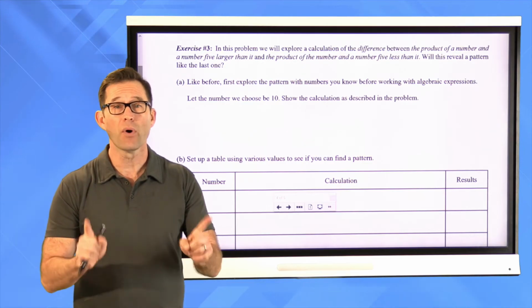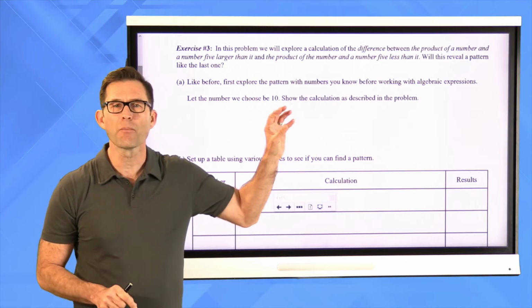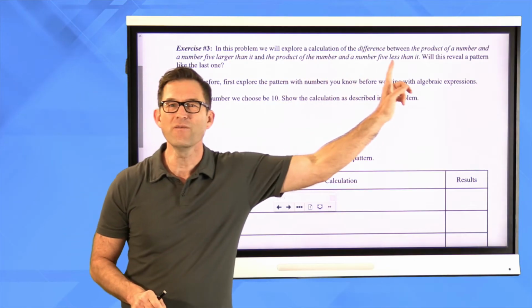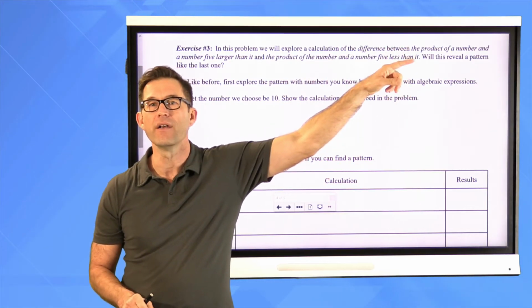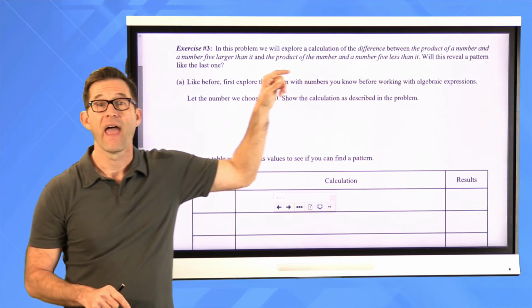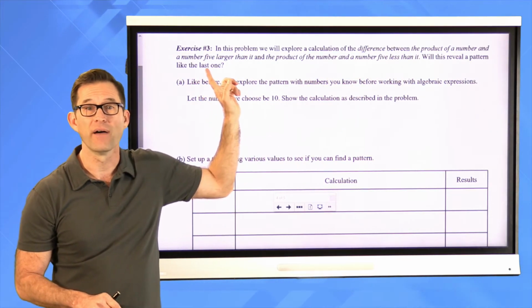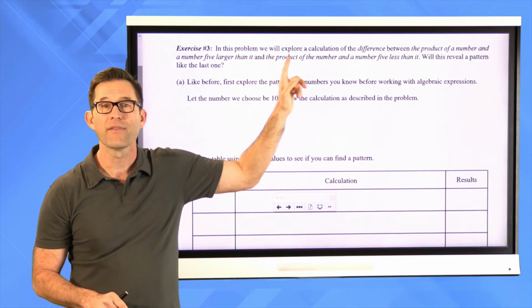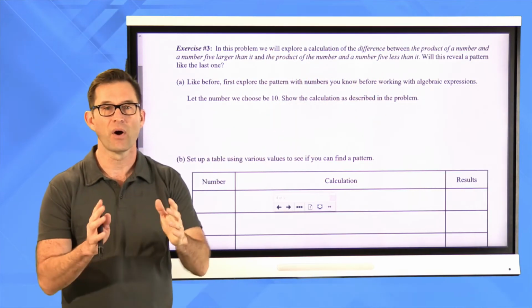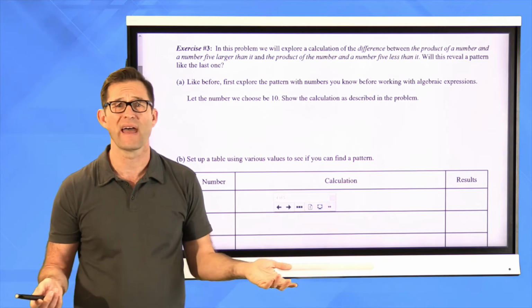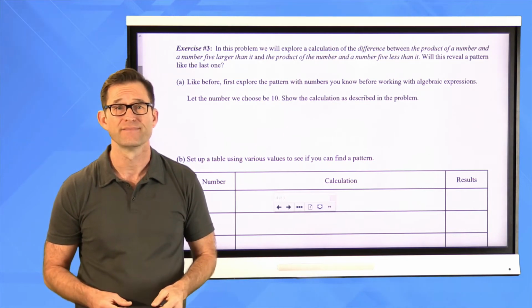So I want you to pause the video, start with the number 10, and see if you can figure this out. The difference between the product of a number, that number being 10, and a number 5 larger than it, and the product of a number and a number 5 less than it. All right, so pause the video now and see if you can just work it out when the number is 10.